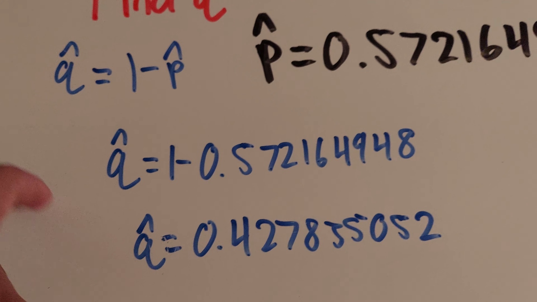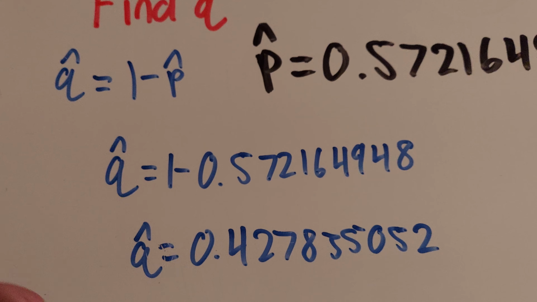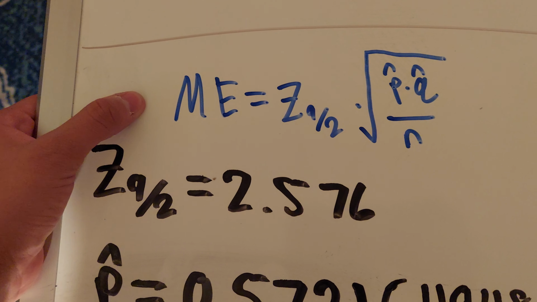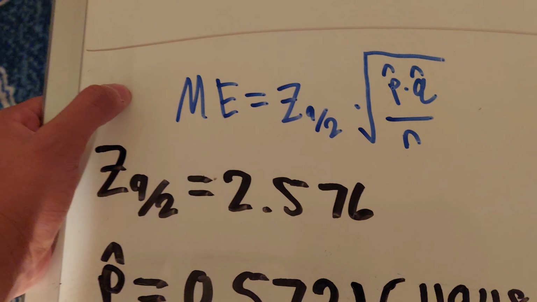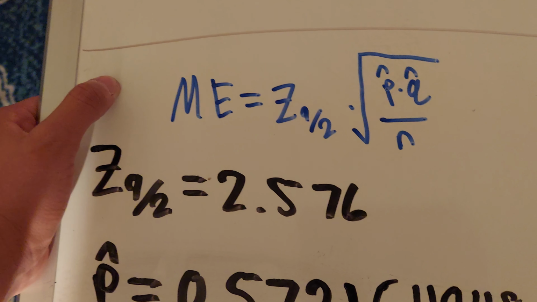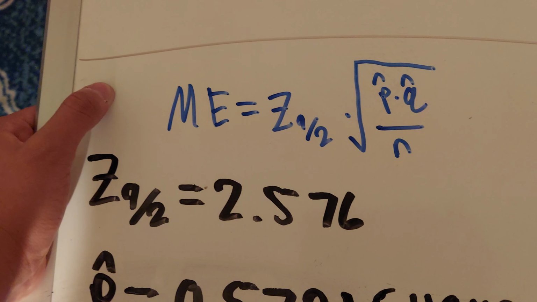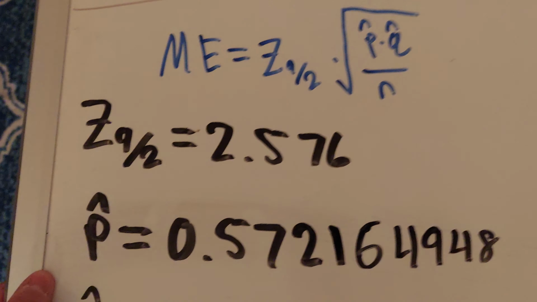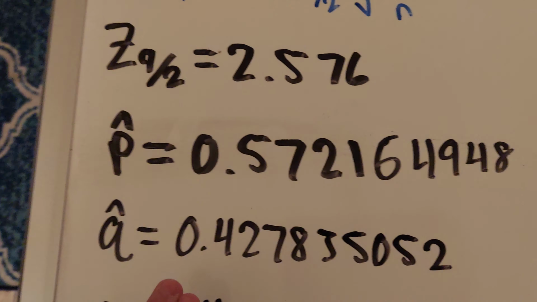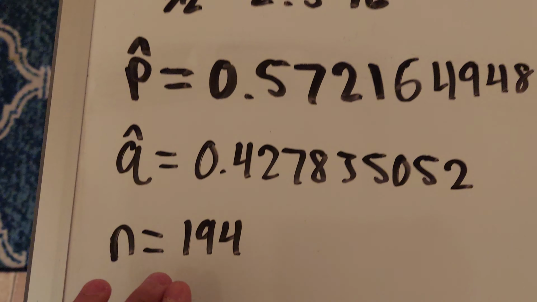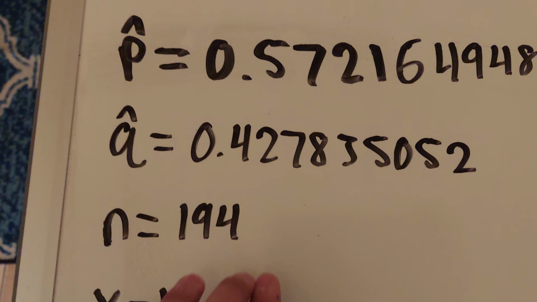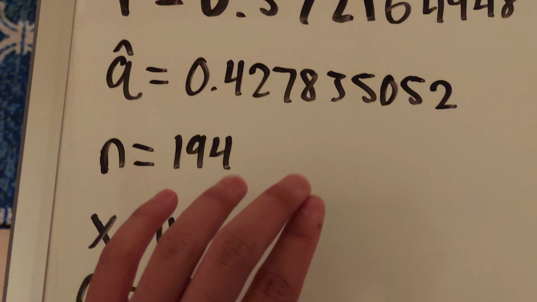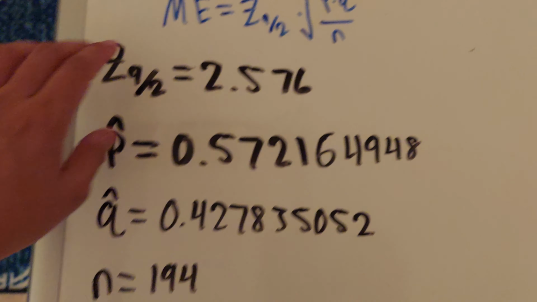Alright, now we're going to put all these together. So let's write down everything we know. We know that the formula we're going to use is margin of error equals z alpha over 2 times the square root of p times q divided by n. We know that z alpha over 2 is equal to 2.576. P is this very long number. Q is this very long number. N, the sample size, is equal to 194. We have x and CL, but we don't need those right now, as these are the only ones that are going to be used in the formula.